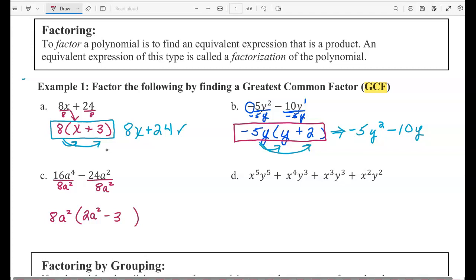So you'll see all those rules that we learned in chapter 4 about how to handle the exponents for the quotient rule. They're coming in handy now. And again, you could take this and distribute it out and make sure you get back to the original.